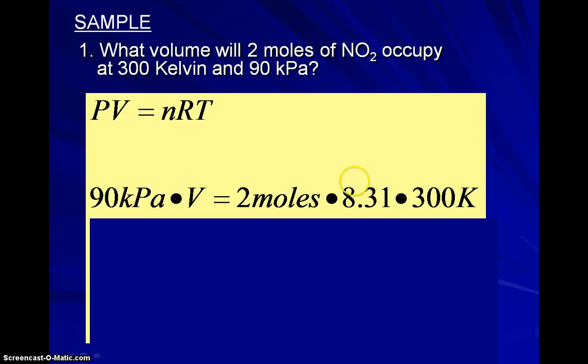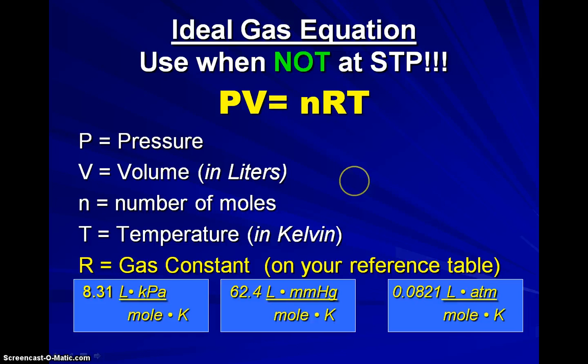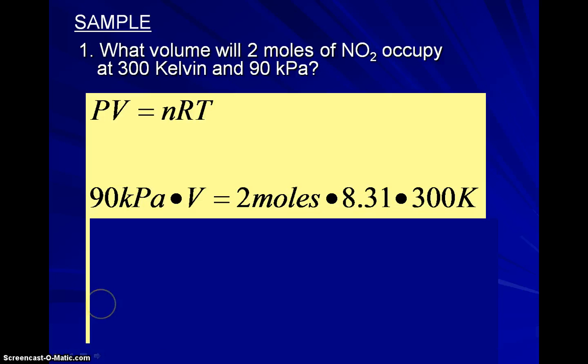And if you notice, I've got 8.31 here. Let me just click back up. You can see that the gas constant that has kPa, kilopascals, in it is 8.31. That's why I selected that R value. And the temperature is already in Kelvin, so it's 300 K.